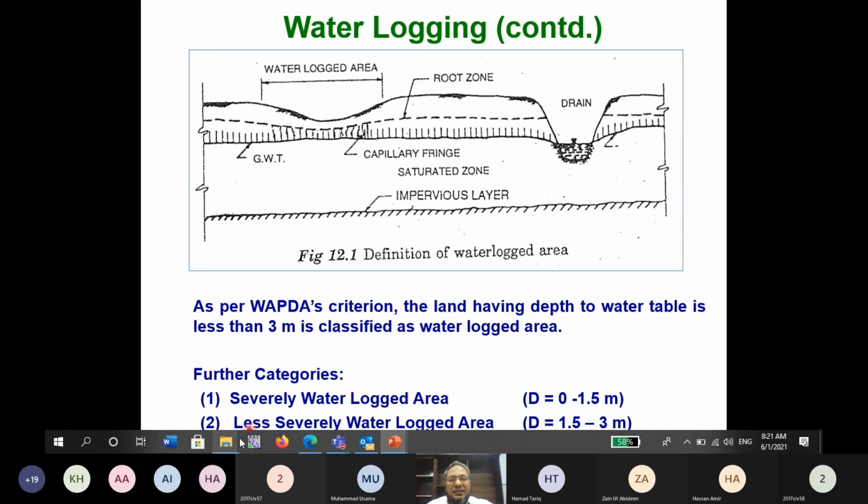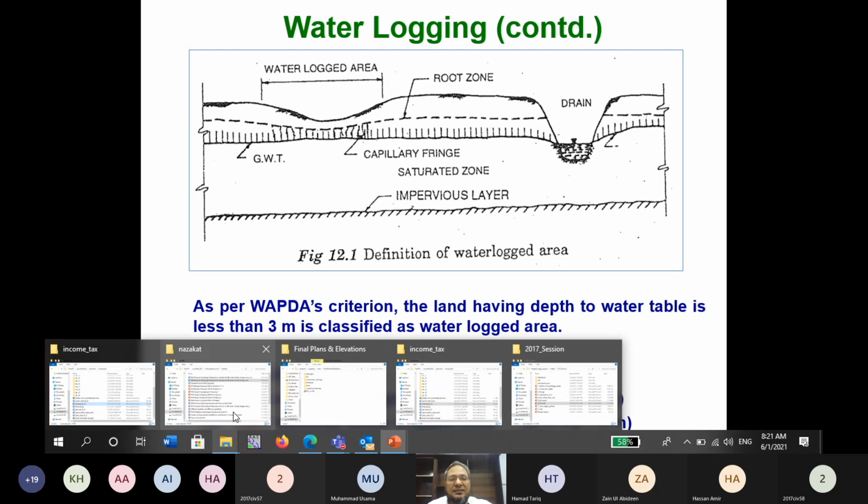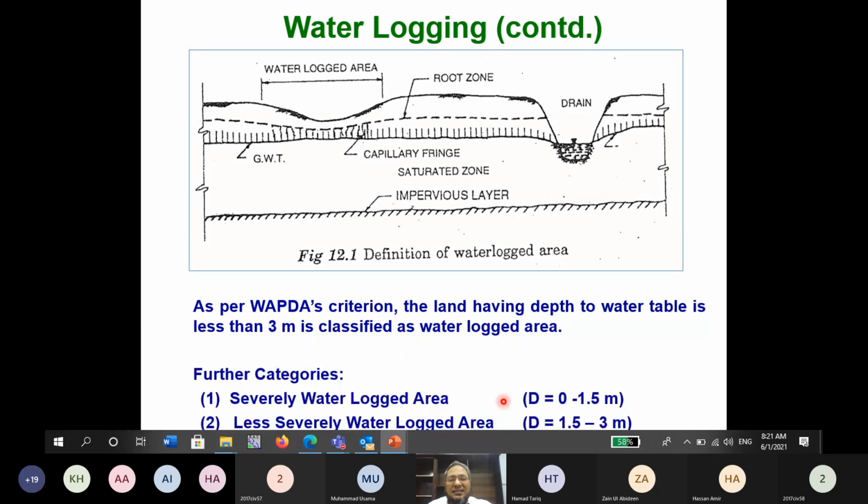Further, WAPDA classified it in two classes: severely waterlogged and less severely waterlogged. Severely waterlogged is when the water table comes too close to the surface. How close? From 0 to 1.5 meter from the ground surface. 1.5 meter means roughly 5 feet. And what is less severely waterlogged? If our water table depth is from 1.5 meter to 3 meter.